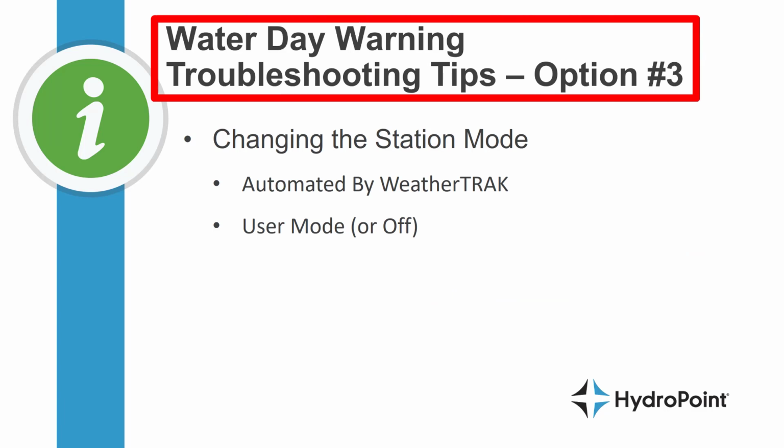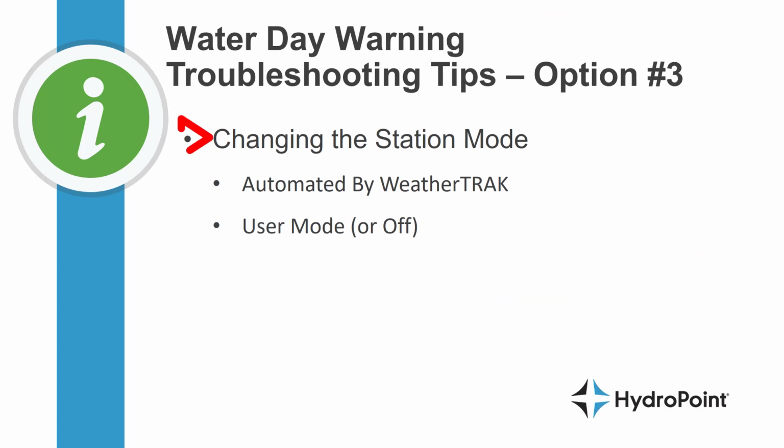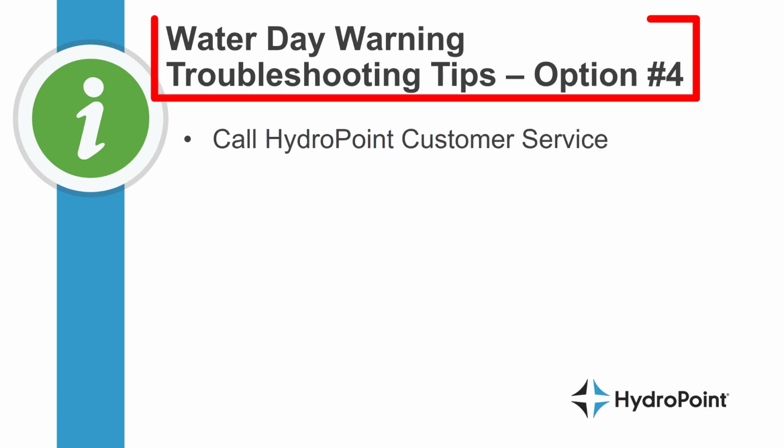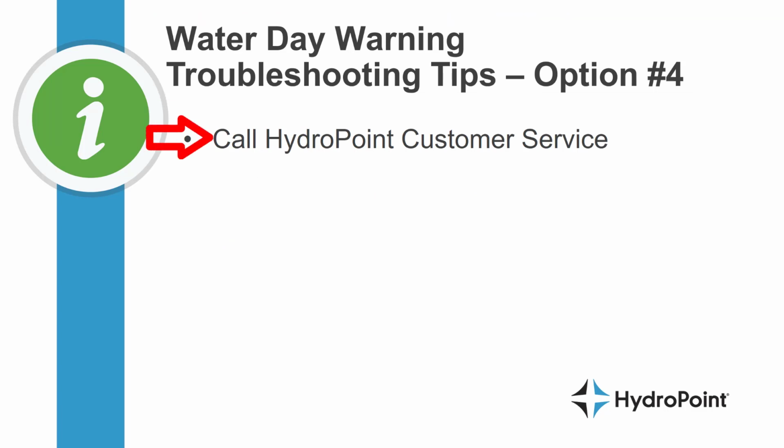As a last resort, we talk about option 3, changing the station mode. Remember that the water day warning is only created for stations with their station mode programmed to automated by WeatherTrack. So if you take any or all stations that are causing that alert out of automated by WeatherTrack and switch them to a user mode program or turn them off, then that water day alert will go away. Or to examine other ways in troubleshooting your water day warnings, call the HydroPoint customer service team.